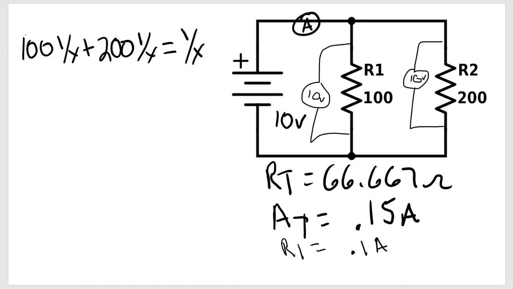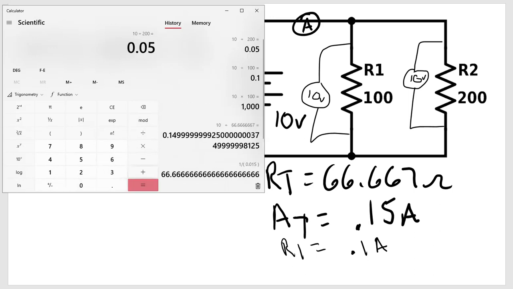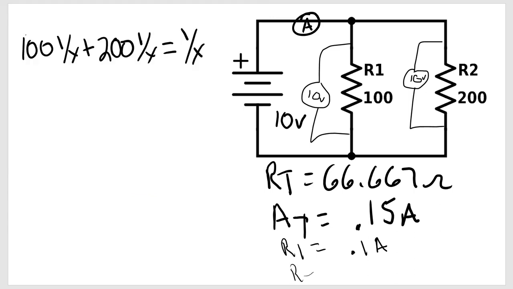it should equal our source amps. So for our 200 ohm resistor, we get our 10, and we divide it by 200, we should get 0.05. And if we look down here, for R2 equals 0.05 amps, and 0.05 and 0.1 together, both of these together equal that. So we did it right.